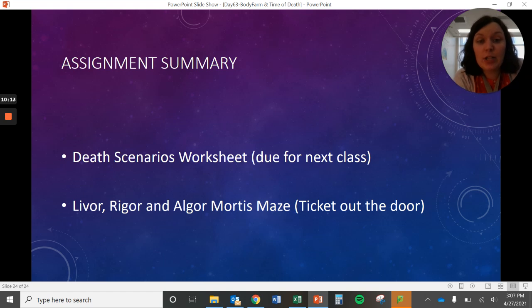Okay, so this is a summary of what you need to do and turn in today. So we have our death scenarios worksheet that we did together in class that you need to turn in, as well as our ticket out the door, which is the liver, rigor, and algor mortis maze.